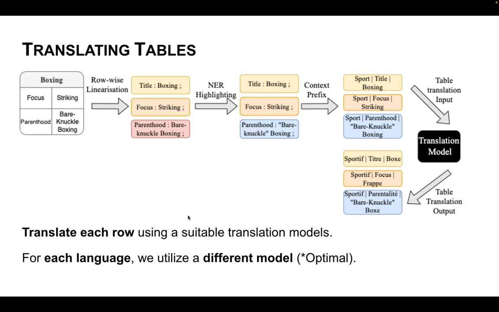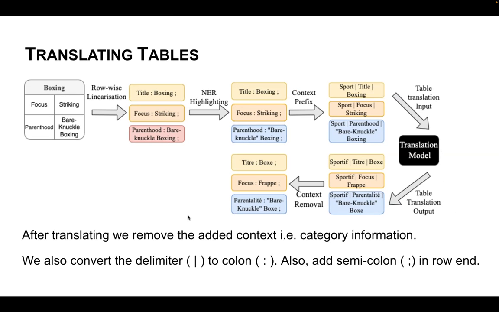We use different models for different translations, which we found was beneficial. In the next section, we discuss how we choose a model for translation for different languages and different table or structure types.